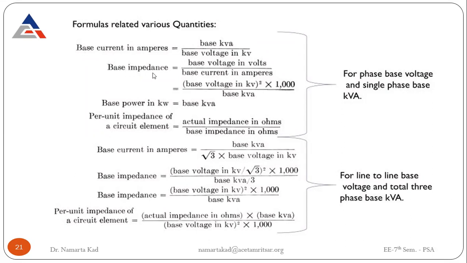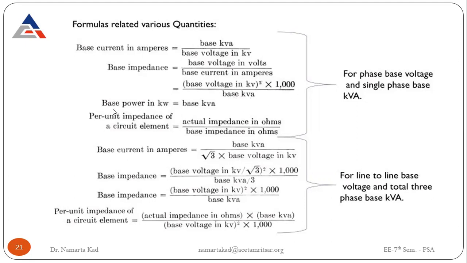Next, base impedance. The base impedance is base voltage in volts divided by base current in amperes. Impedance we know is the voltage upon current. Now simply put down the formula of base current here in the denominator. So base current was base kVA divided by base voltage in kilovolts. So putting it here, the net formula comes out to be base voltage in kilovolts square divided by base kVA into 1000.